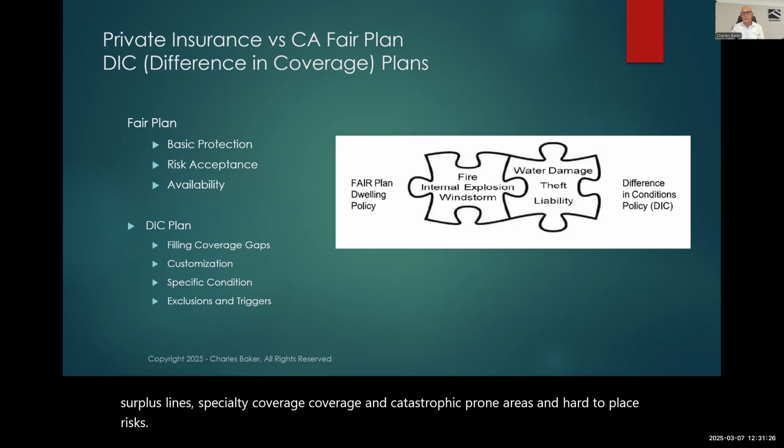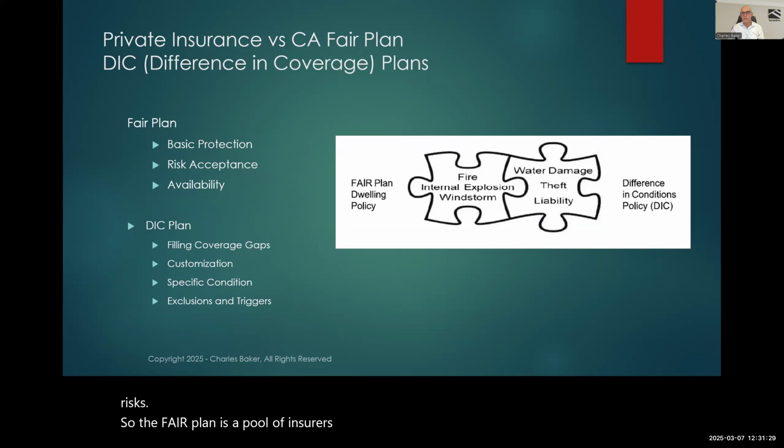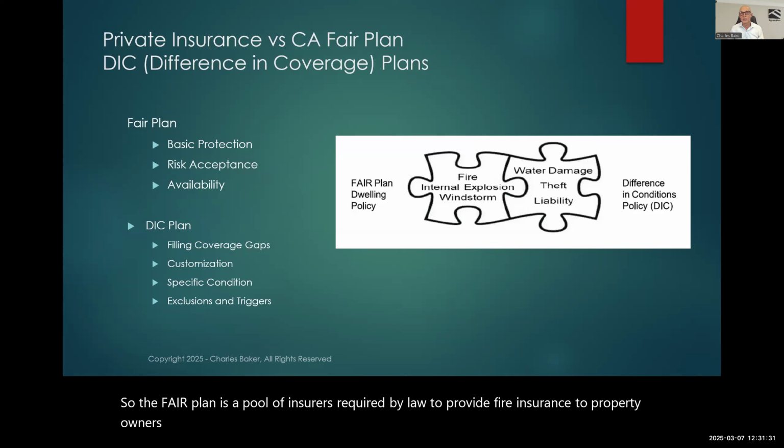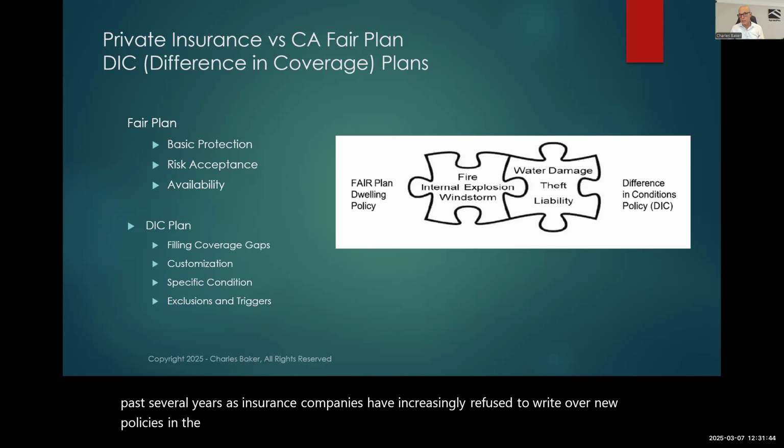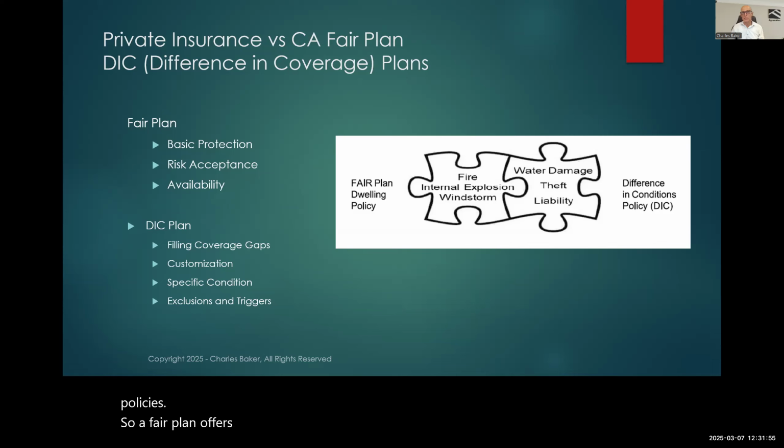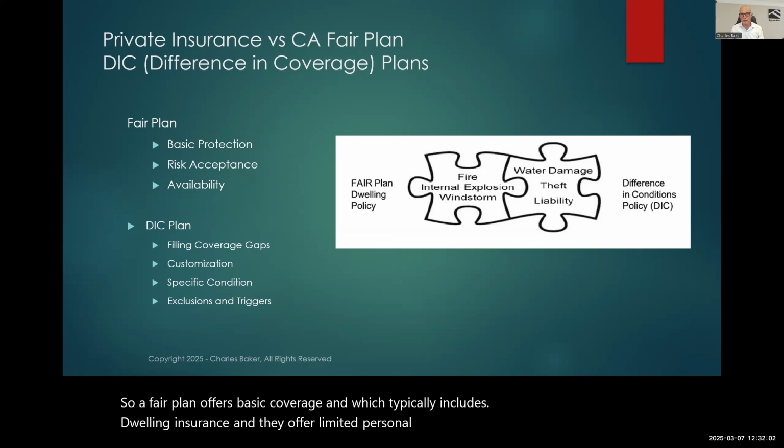So the FAIR Plan is a pool of insurers required by law to provide fire insurance to property owners who can't find insurance elsewhere. Its customer base has grown dramatically in the past several years as insurance companies have increasingly refused to write or renew policies in the state, citing increased risk of wildfires, and it is now more than 451,000 policies. So the FAIR Plan offers basic coverage, which typically includes dwelling insurance, and may offer limited personal property and liability protection.